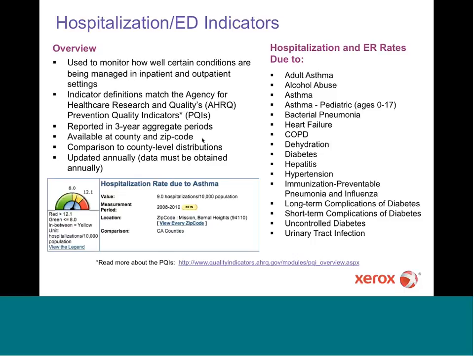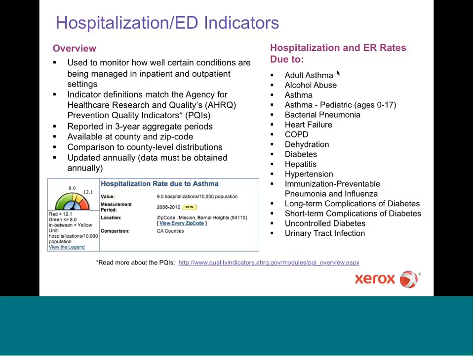These PQIs are used to monitor how well certain conditions like diabetes or asthma are being managed in outpatient settings. The reason we offer the hospitalization and ED data package is that these indicators are important for communities to identify where prevention really needs to be focused. These conditions are great for monitoring outpatient care and early intervention to potentially prevent needs for hospitalization.